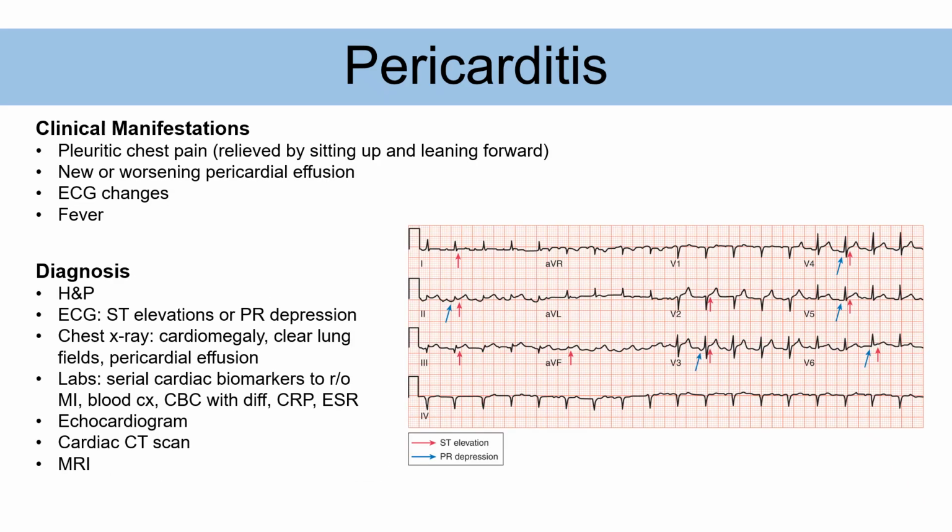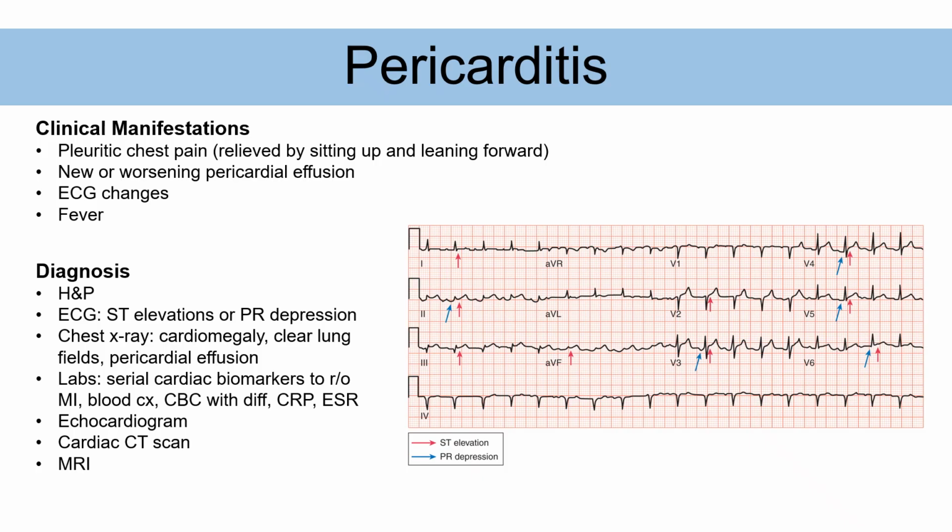Signs and symptoms include pleuritic chest pain, that's like a sharp stabbing pain. And what is unique to pericarditis is that it's relieved by sitting up and leaning forward. So that also is going to be one of our interventions to keep our patients more comfortable, is to put them in that position. The patient may have new or worsening pericardial effusion. That's when fluid fills the sac around the heart.